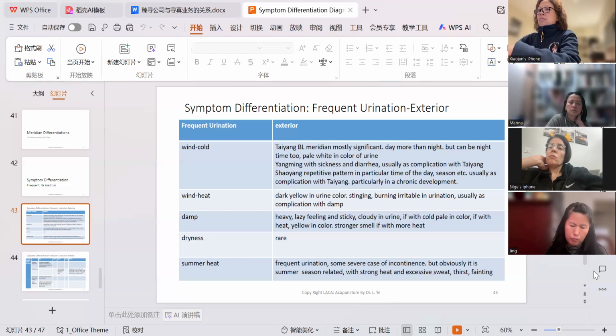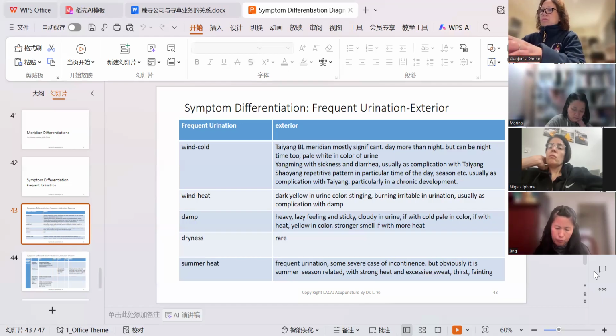If it's to do with pericardium fire, pericardium 3 or pericardium 8 can be painful. So those might indicate heat associated. If those are not very painful, then there might be to do with blood deficiency, qi deficiency, spleen qi deficiency.